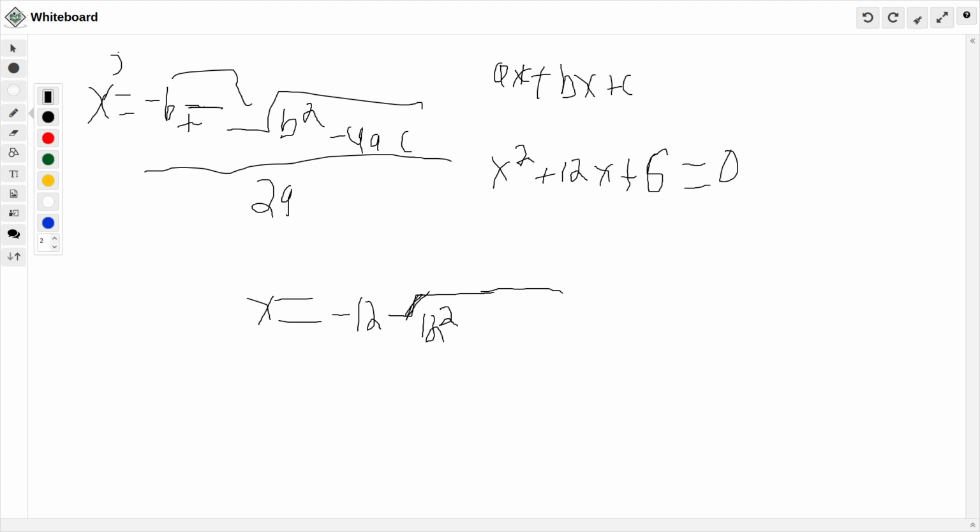So, minus 4. Why do we do 4? Like I said, it's just in the equation. Times 1. Why do we do 1? Because a is the coefficient of x squared, which would be 1. And times 6, the constant. Okay, now we do it. So now, that'd be 144, minus 24. That'd be 4 times 6, 24. Okay, now what does that equal?